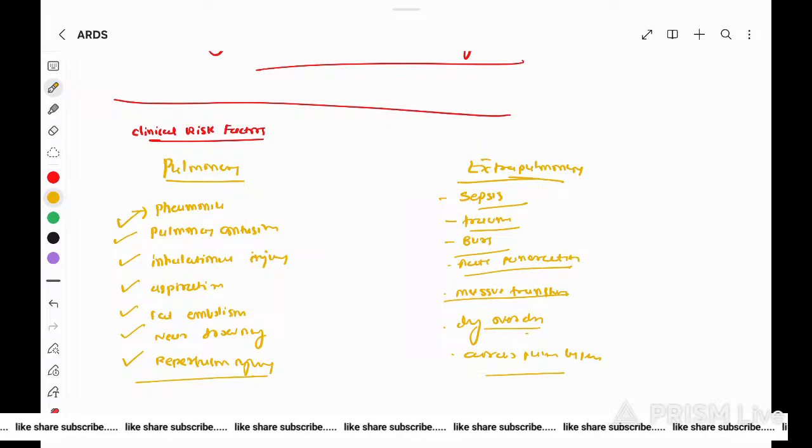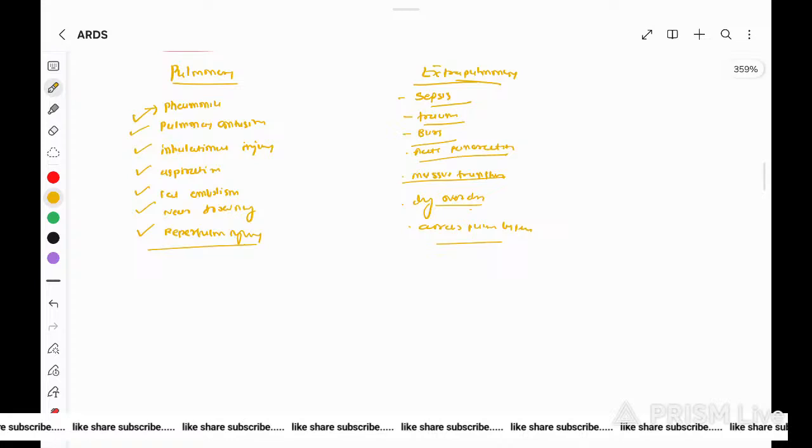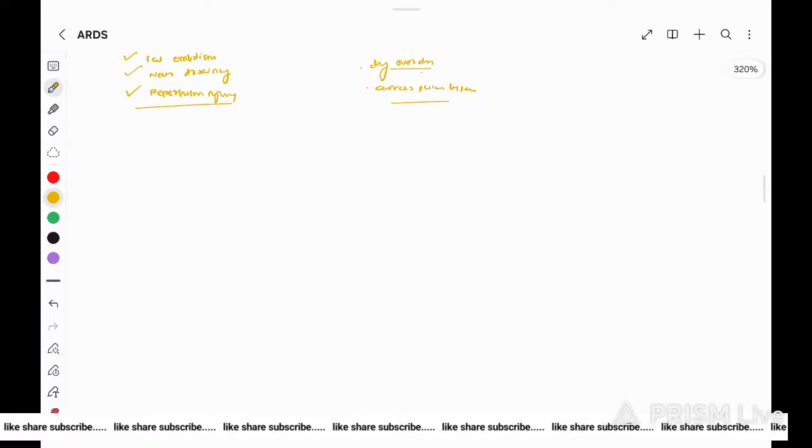How can extrapulmonary risk factors cause ARDS? Extrapulmonary risk factors can cause inflammation, which increases the risk of SIRS. Then it leads to a second attack on the lung, which leads to ARDS.